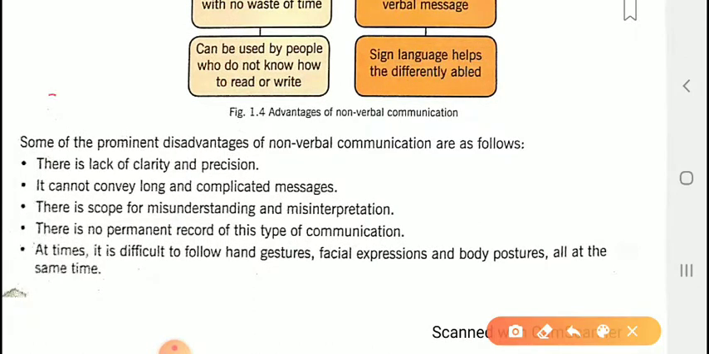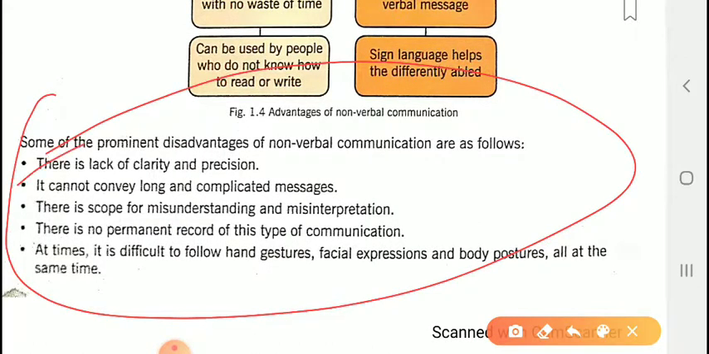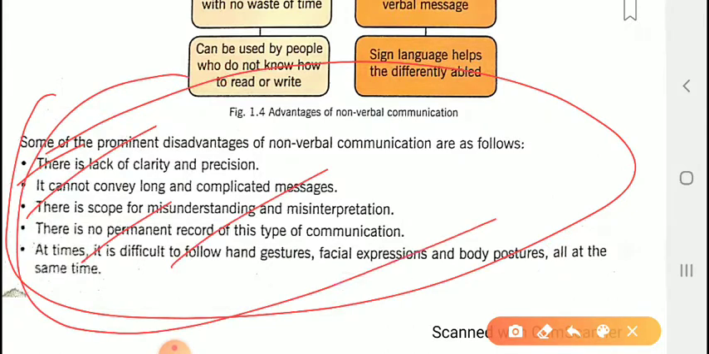Some prominent disadvantages are given here. There is a lack of clarity and precision. If we communicate just with expressions, it may be possible the other person cannot understand it, like an ambiguous thing. Okay, so it is confusing. So these are the disadvantages.